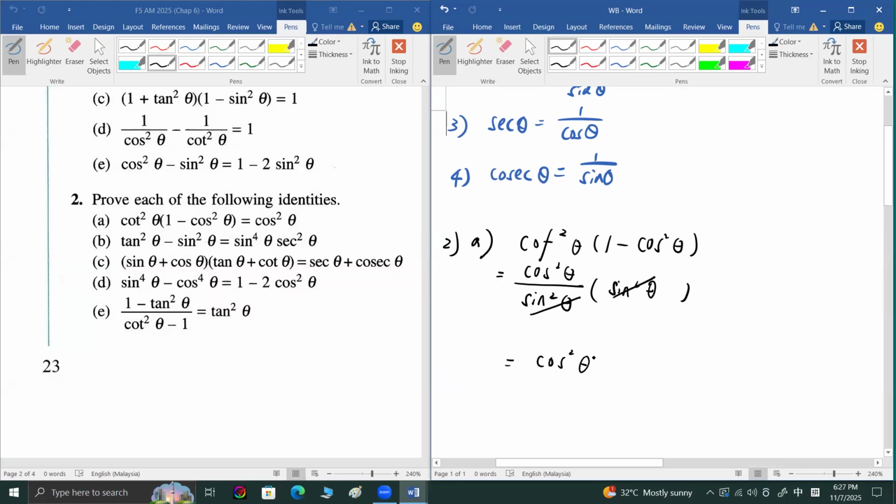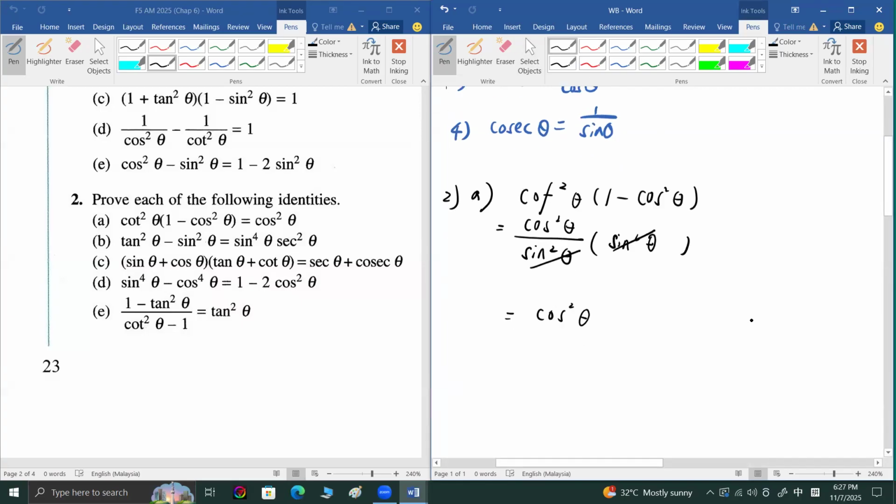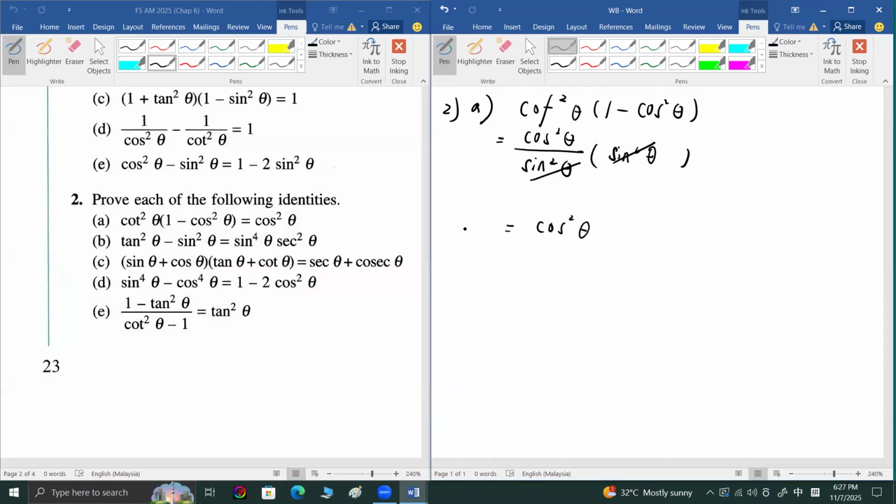Okay, now look at B. So you can follow now for number 2A. Then for B, the same thing, class. Let's say you got power 4. You don't worry about the power 4. So you see how I do? Like what I say, I like to use 2 terms to make it 1 term. But it depends on the questions.